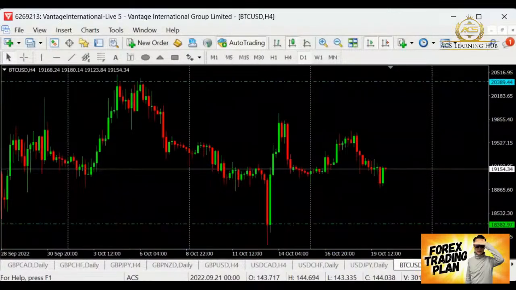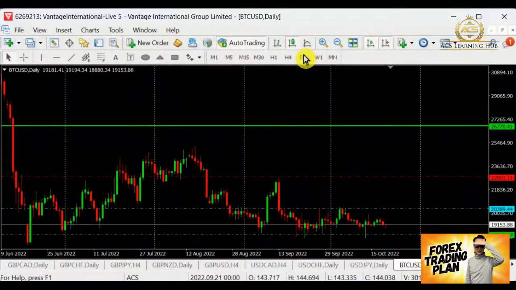For Bitcoin, we are still hovering around this price here, about 19,001. Let's see if it goes up to test the price of 20,389. So this one we have to take note.